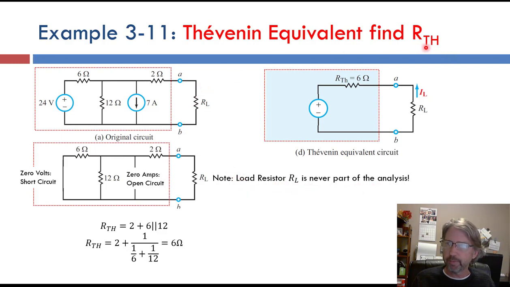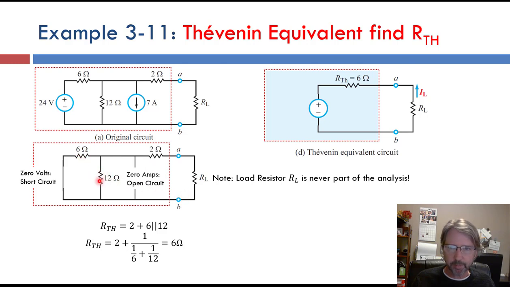So to find the Thevenin resistance, we take our original complicated circuit and we zero the sources. So we're going to take our 24 volt voltage source and replace it with a short circuit to give us 0 volts. Take our 7 amp current source, replace it with an open circuit to give us 0 amps. And we're left with a bunch of resistors. So we need to find the equivalent resistance of these resistors here from the point of view of A to B.